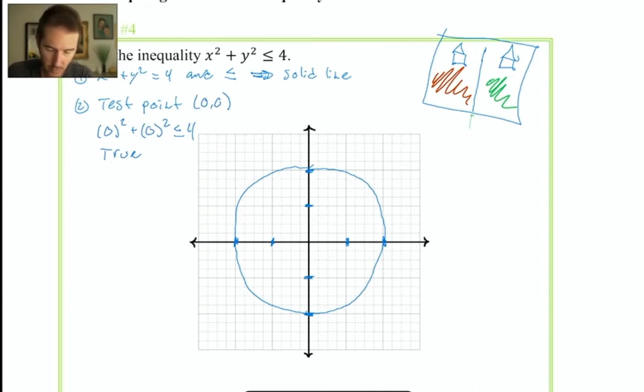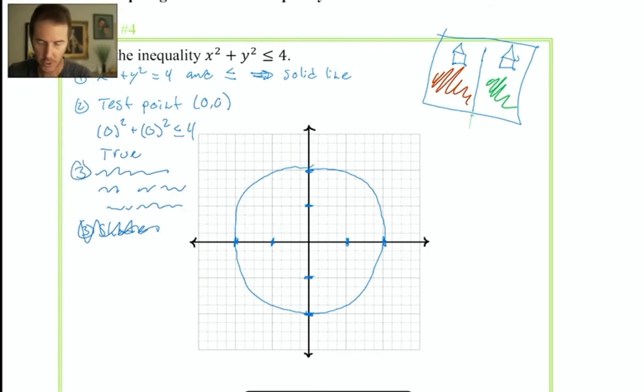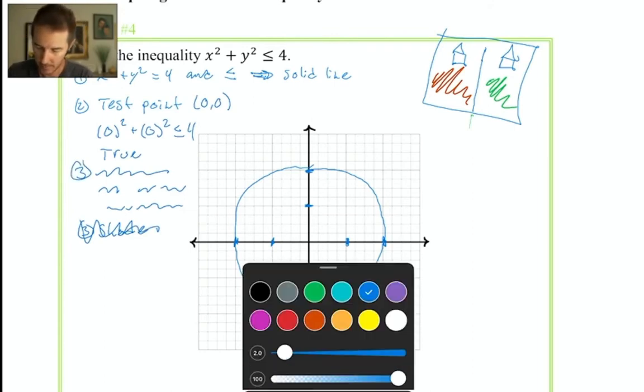So I'll leave it to you to write, shade the region that includes the test point. Really, my scribbles look pretty similar to my regular handwriting anyway, so there's no need for me to write that out again. And really, that was step number 3. So shade the region that includes the test point. And we're shading inside again.